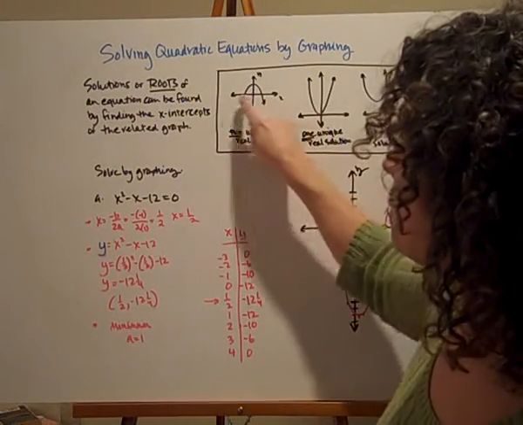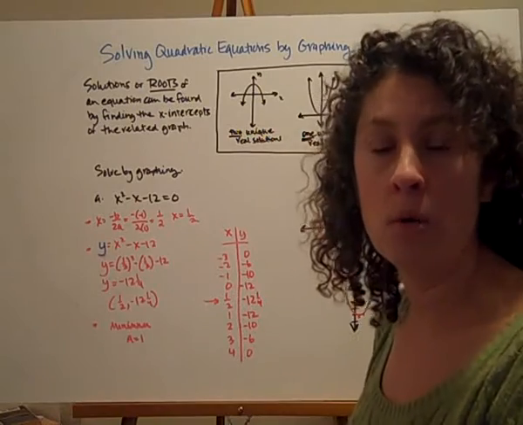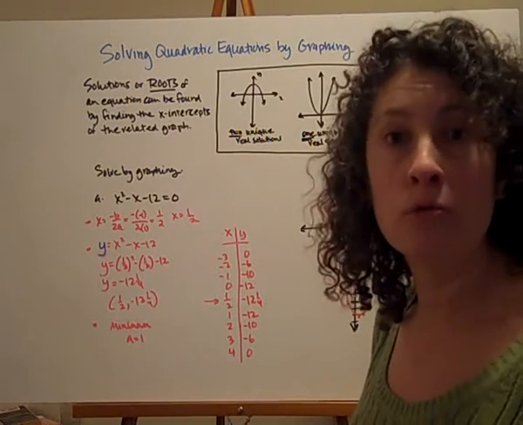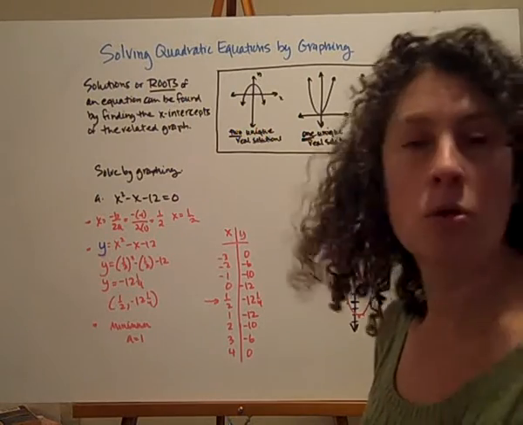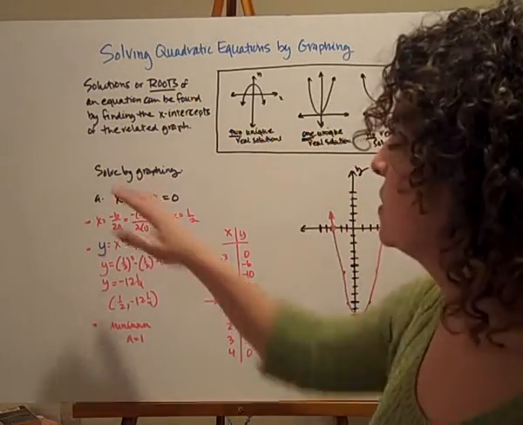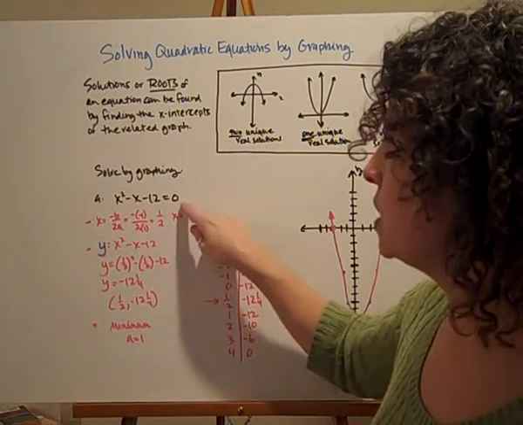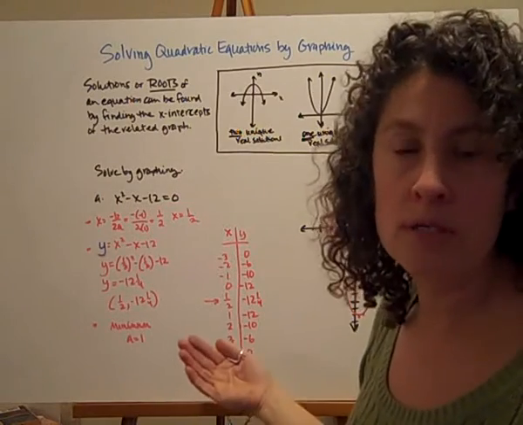Again, we're looking for where the graph of our equation crosses the x-axis, and that's called the roots. You may also hear that called the zeros of an equation. All right, so let's solve some quadratics by graphing. What we're going to do is take our equation and go through our graphing steps that we've done before.